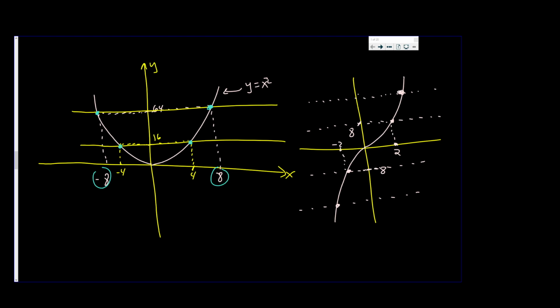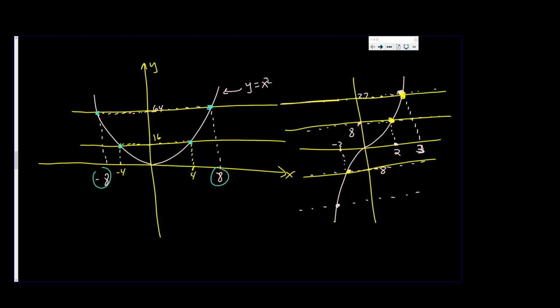If this height here is 27, then x is 3, because 3 cubed is 27. This horizontal line does not cross the curve, which is in pink, in more than one place. This horizontal line only crosses the graph in one place.